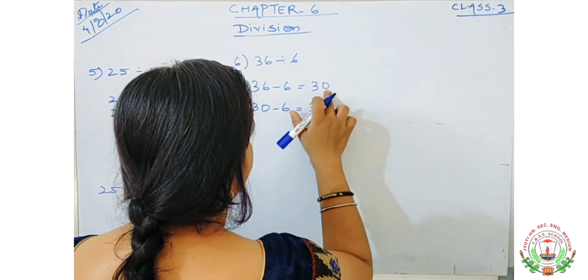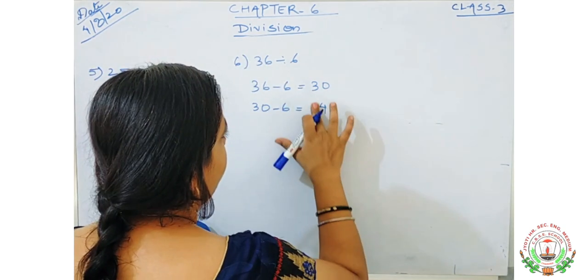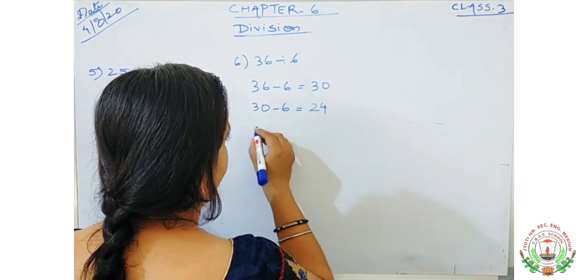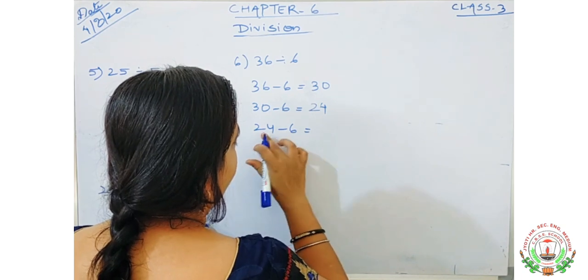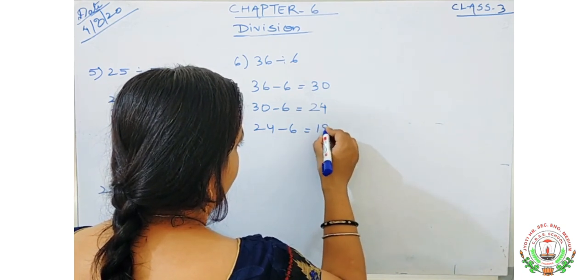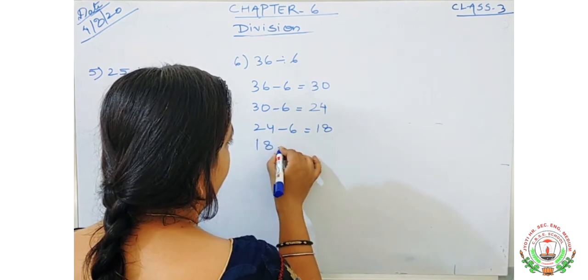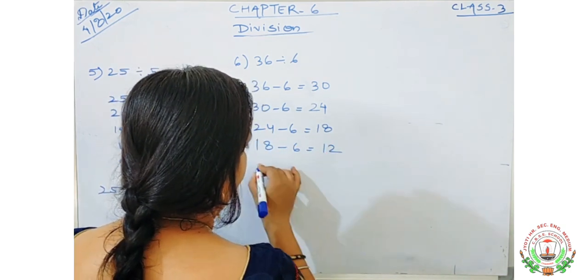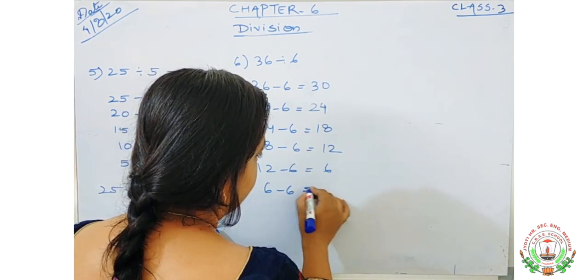36 minus 6 will be 30. 30 minus 6 is 24. 24 minus 6 is 18. 18 minus 6 is equal to 12. 12 minus 6 is equal to 6. 6 minus 6 is equal to 0.